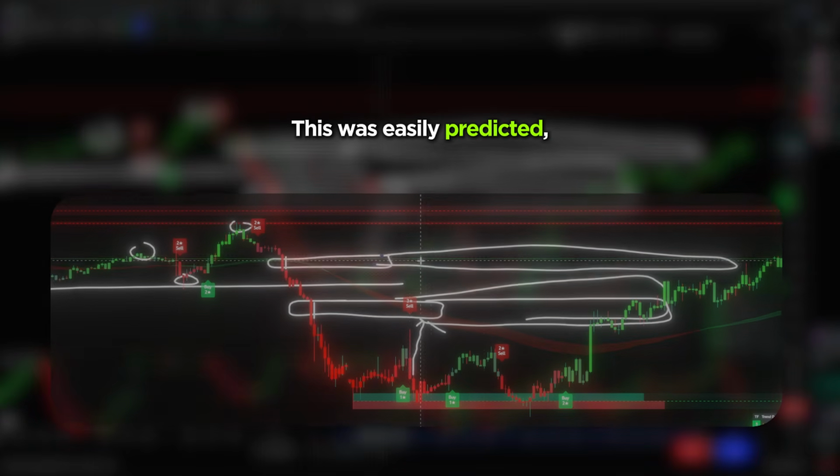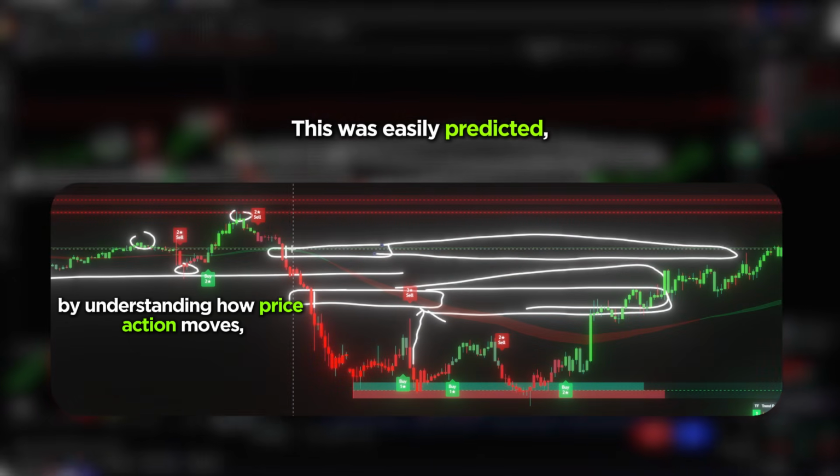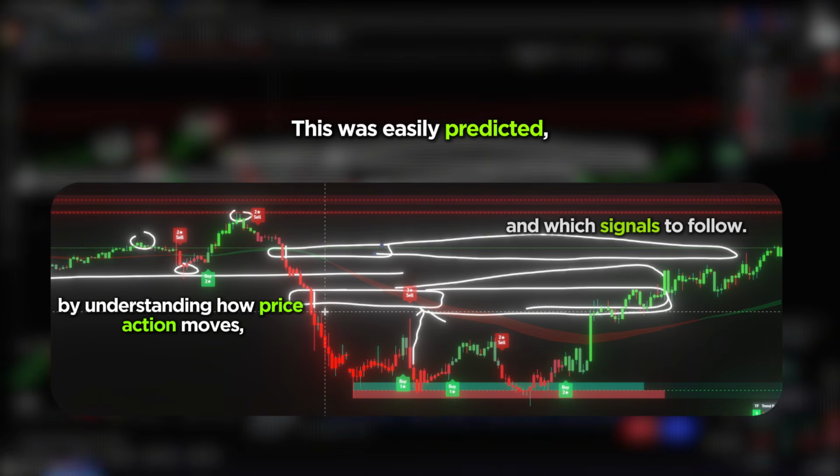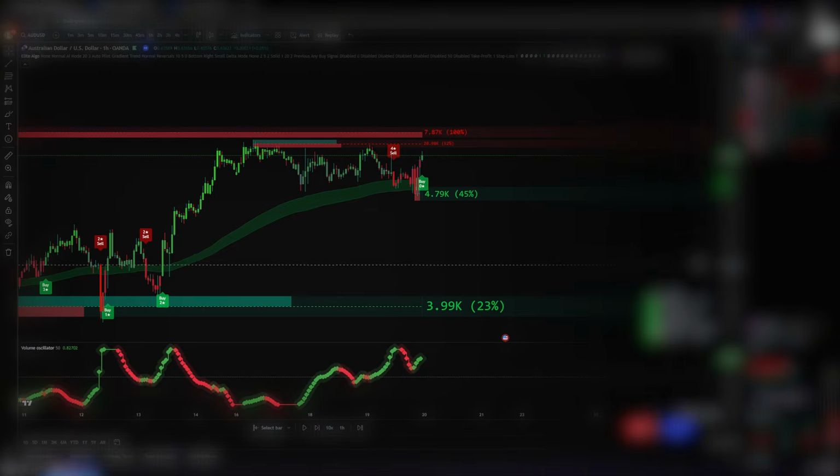This would have been easily predicted by understanding exactly how price action moves and which one of the signals we should follow. Okay, so now here's an example of a signal that we should take and can take.